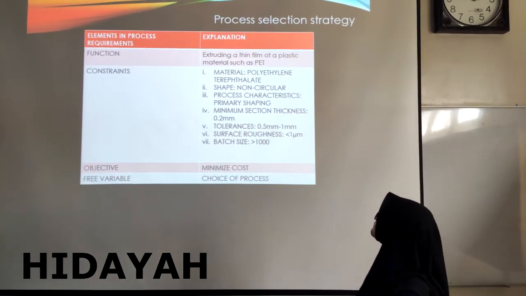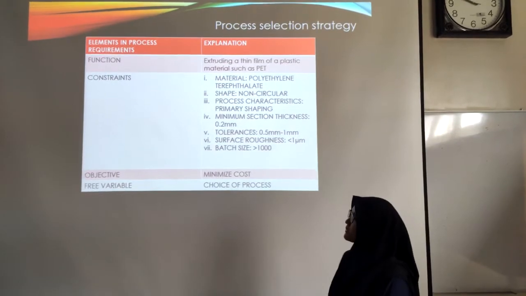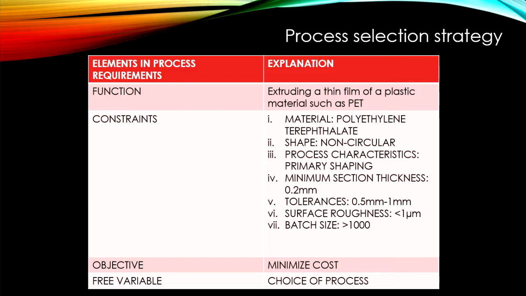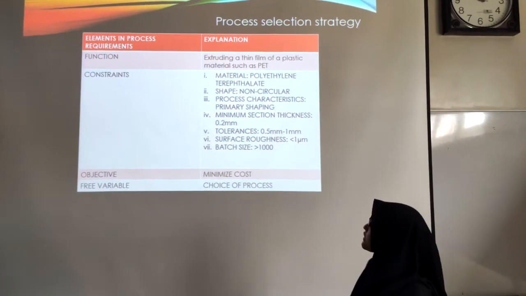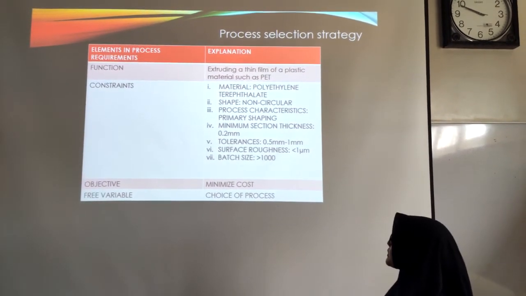Okay, there are 4 elements in the process requirements. So first one is function, constraints, objective and free variable. So for the function, it's used for producing a thin film of a plastic material such as PET.